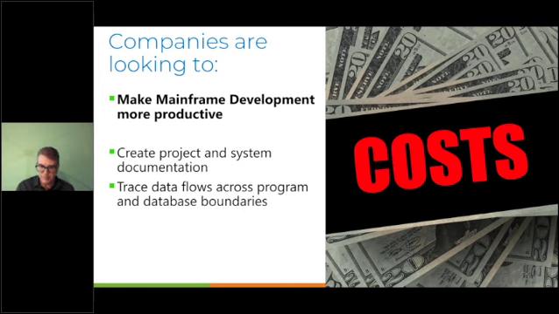90% of most IT budgets are around maintaining current applications. If we can change the dynamic there, maybe move the percentage down to 60 or 70%, that gives you an extra 30% to apply to making system enhancements, to doing new things around the organization. So we do that by helping you automatically create project and system documentation. We help you trace data flows across program database boundaries, and we do a lot of other things in addition to that.